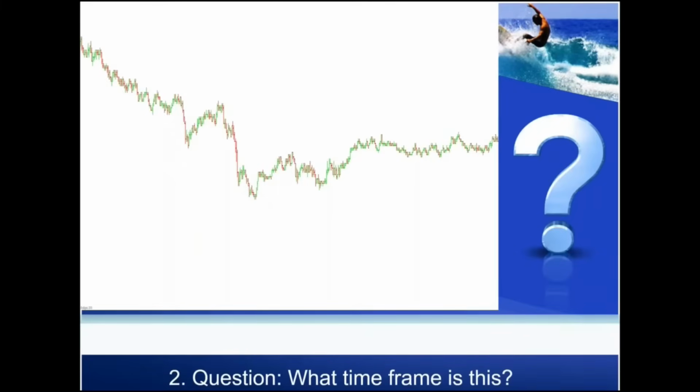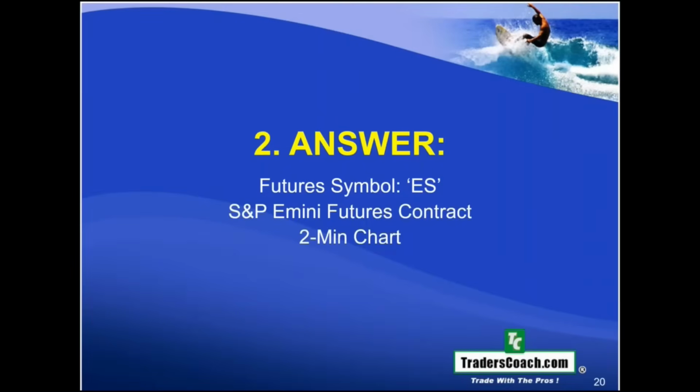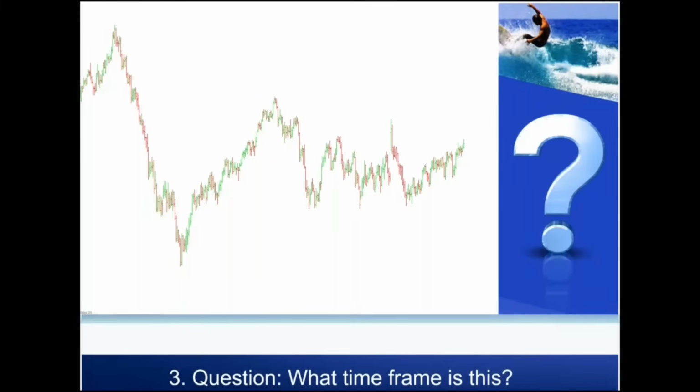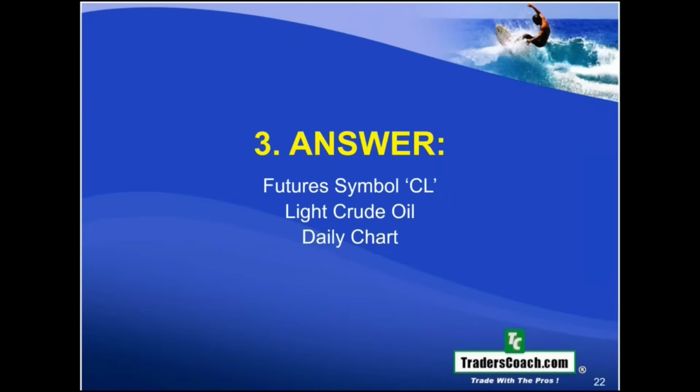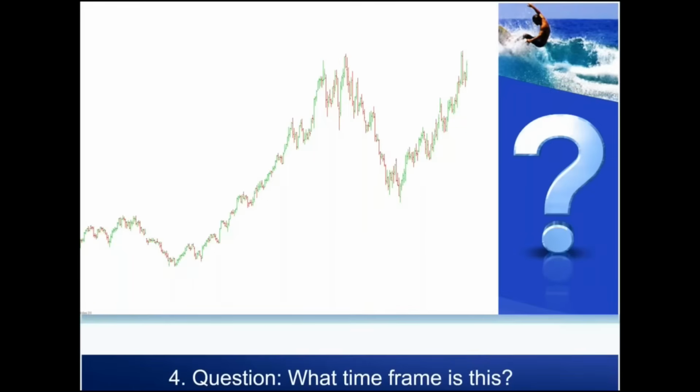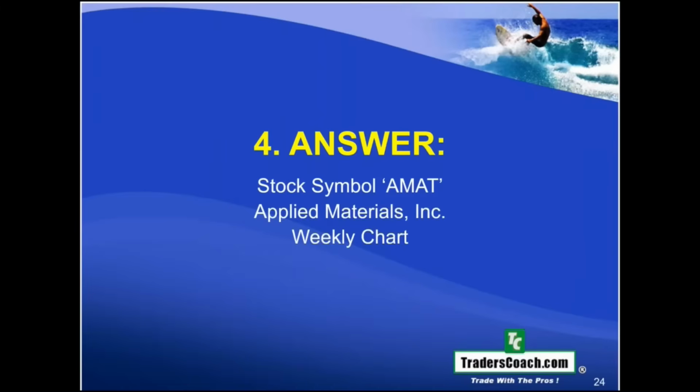Well, what about this one? Any ideas what you think this might be? And the answer, of course, is no, because you can't tell without the X and Y axis. That happened to be the S&P futures contract on a 2-minute time frame. How about this one? It's range bound, kind of. I could probably draw a pennant on there, but again, I can't tell you exactly what it is, and that happens to be crude oil on a daily chart. Here's another one. Nice Elliott wave 3, 4, going on a 5, and that's Applied Materials on a weekly chart.